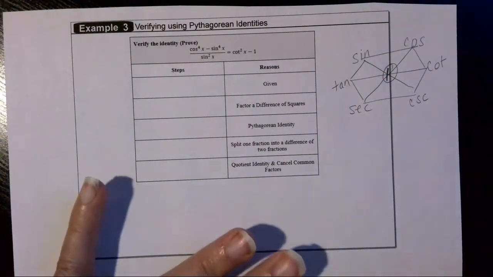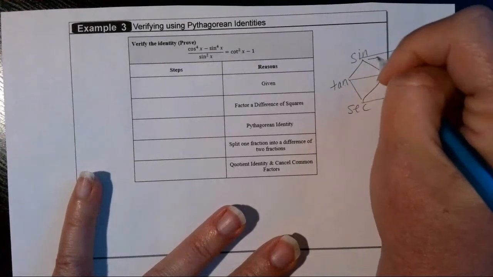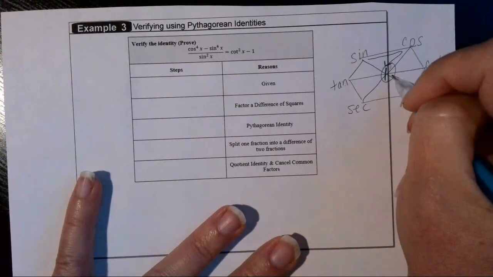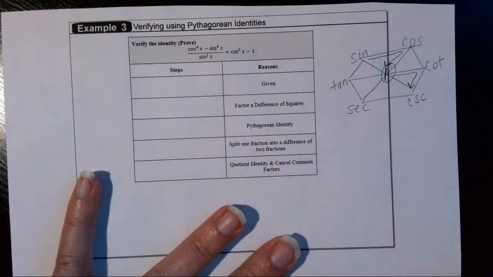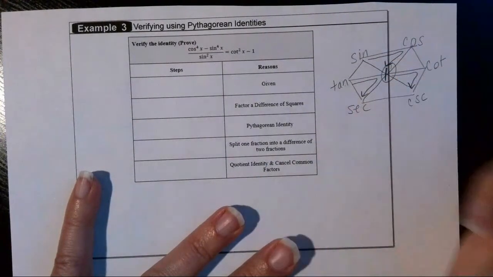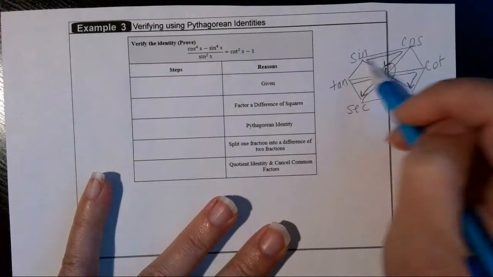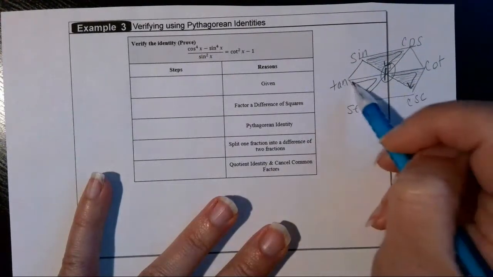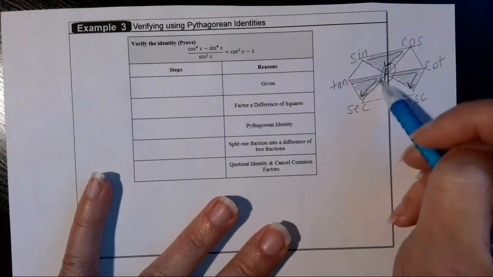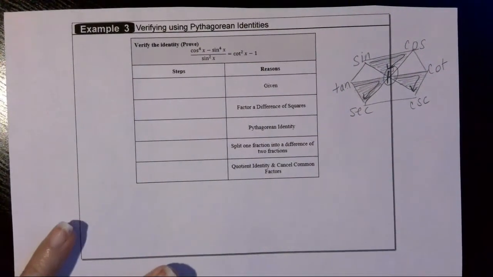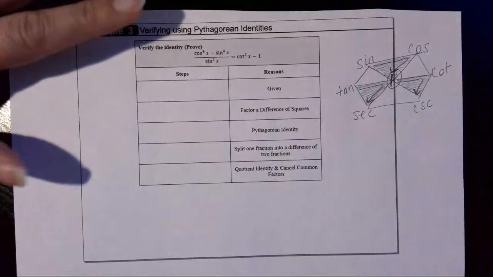Okay, so our Pythagorean identities: sine squared plus cosine squared equals 1. 1 plus cotangent squared equals cosecant squared, and tangent squared plus 1 equals secant squared. Those are the 3 parts of the hexagon, right here, here, and here, that draw our attention to the Pythagorean identities, which we're going to want to keep an eye out for.